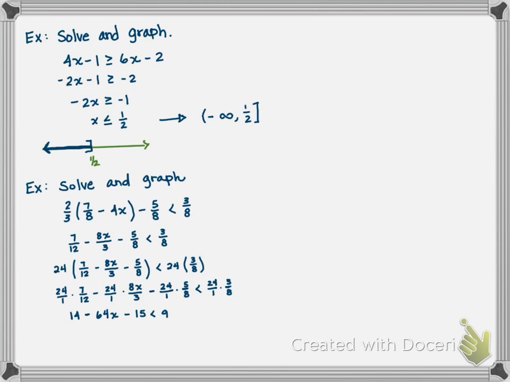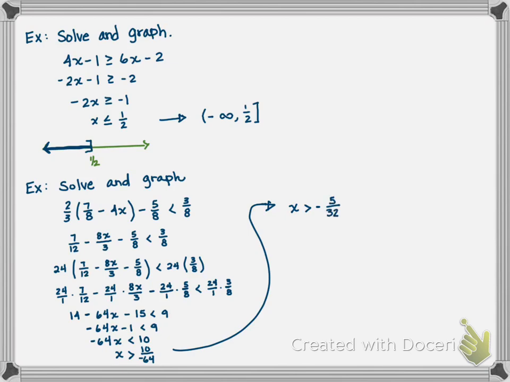So now let's combine like terms. We have negative 64x minus 1 is less than 9. We'll add 1 to both sides. And we have a negative that we're dividing by, so this is going to be greater than, and 10 over negative 64, which gives us x is greater than negative 5 over 32.